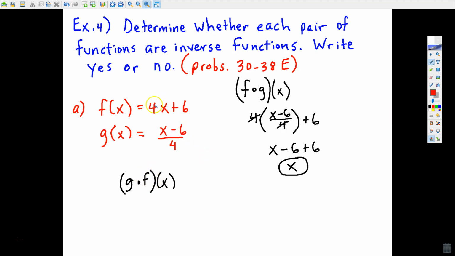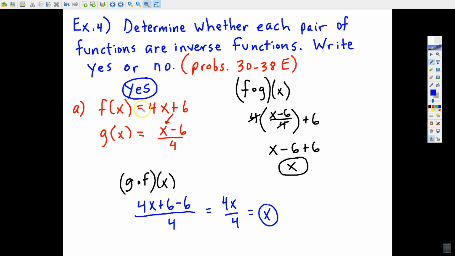Okay, so f, which is 4x plus 6, will replace x in this g function. So I'm going to do 4x plus 6 minus 6. That's the numerator, and the denominator is 4. 6 minus 6, of course, is 0. And I'm left with, sure enough, x. So when I did both composites, f of g and g of f, in both cases I was left with the variable x. And so my answer for letter A is yes, these are inverses. These are inverse functions, or they are inverses of each other. Alright, so let's take a look at another one.